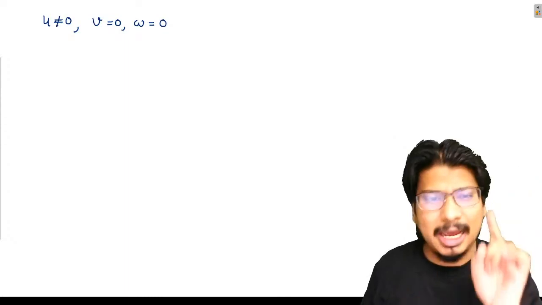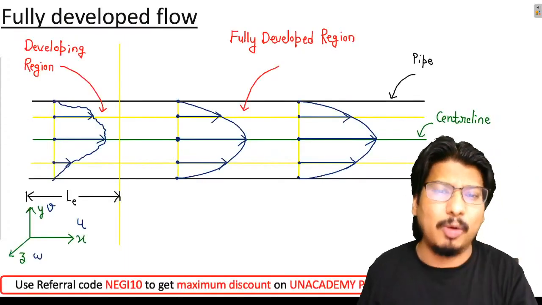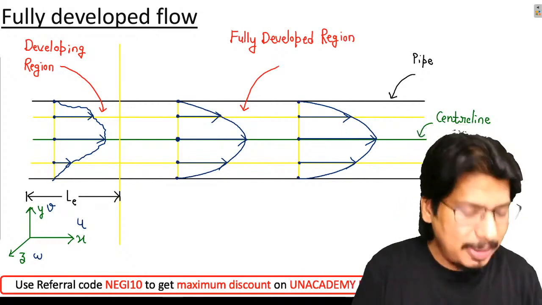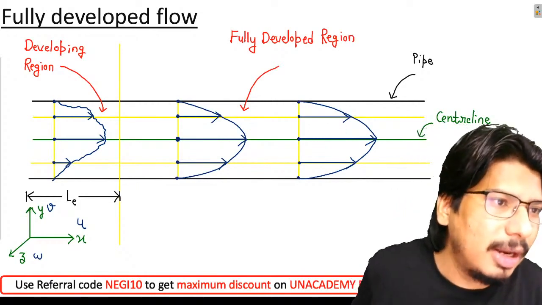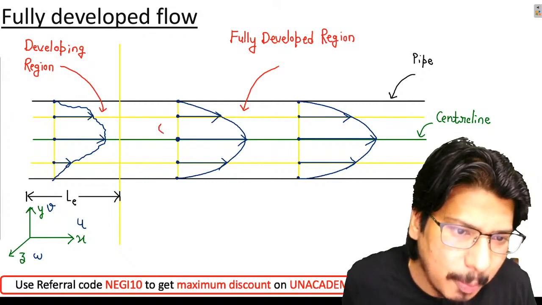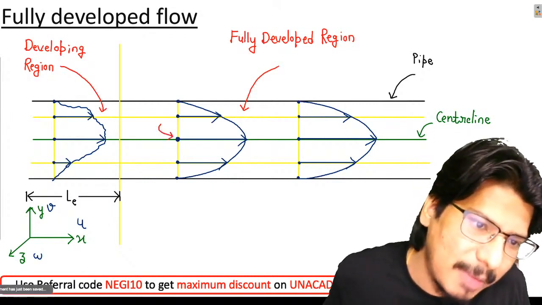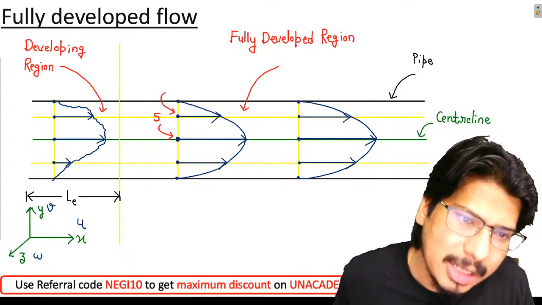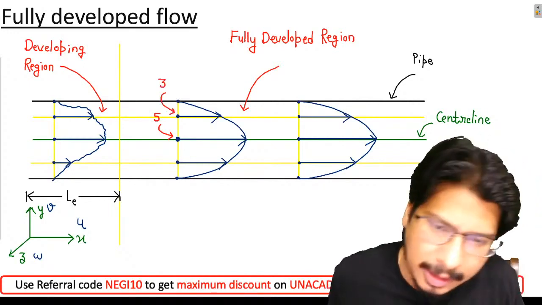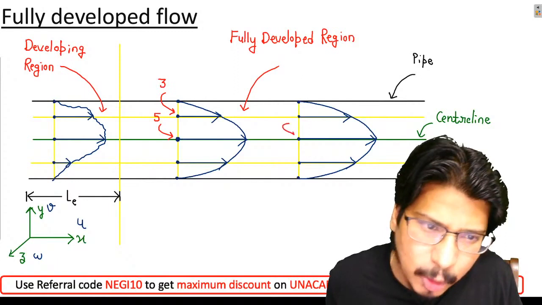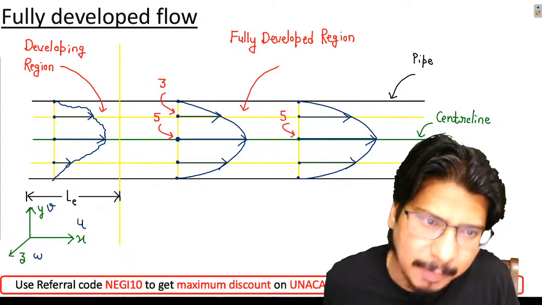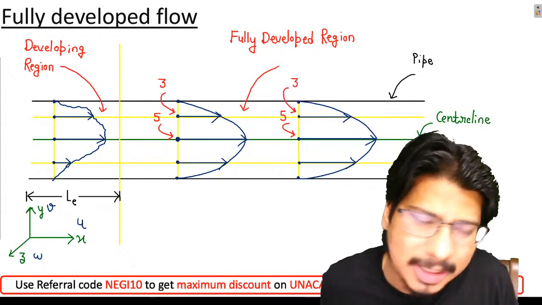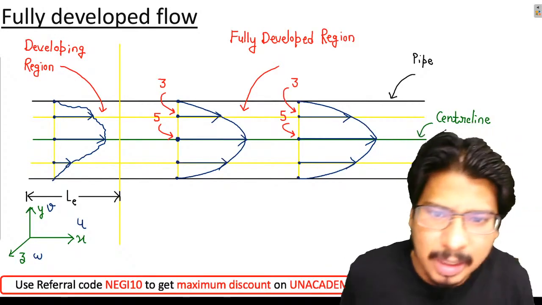If you are clear till here, now I will give you one more example. Please observe carefully. Let me say this fluid particle is having a velocity of 5 meter per second. Let me say this other fluid particle is having a velocity of 3 meter per second. Now listen carefully.